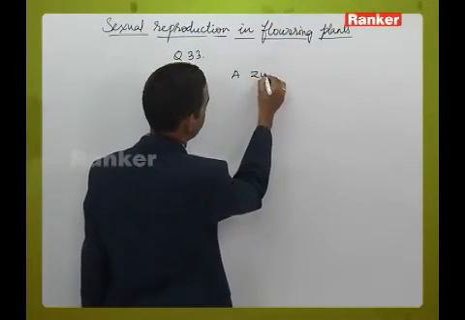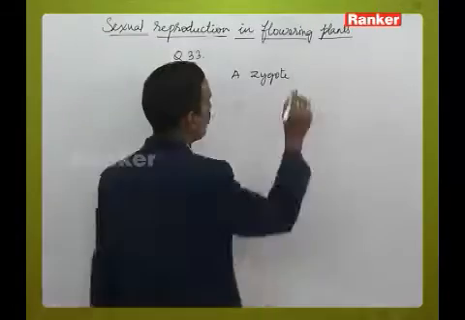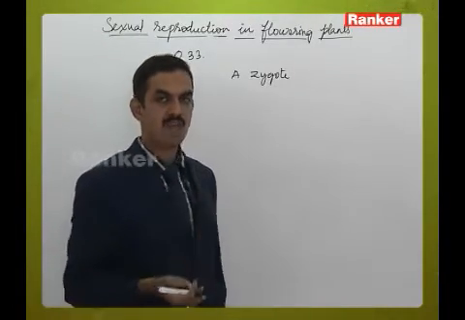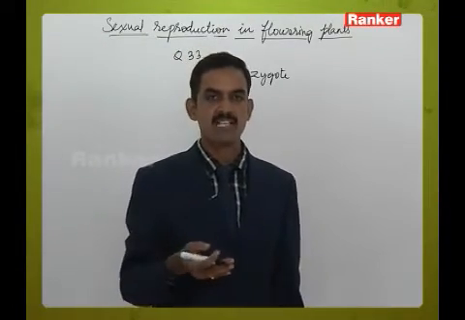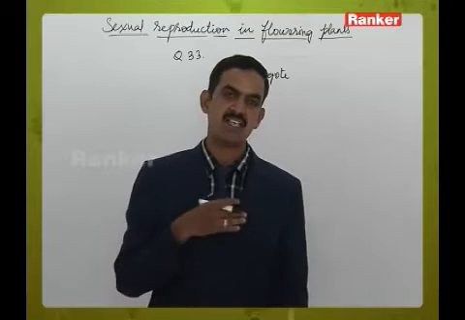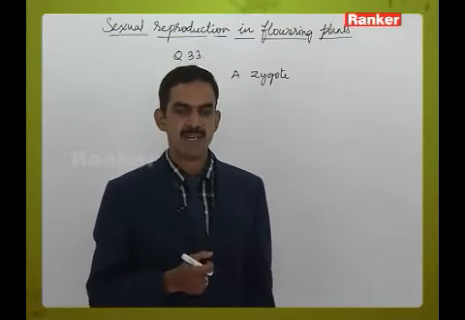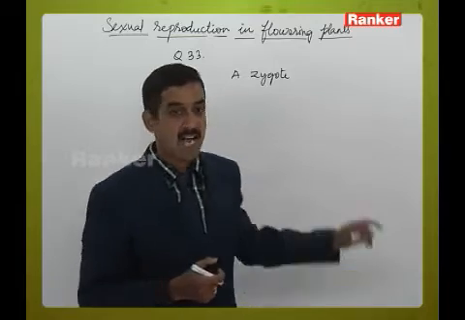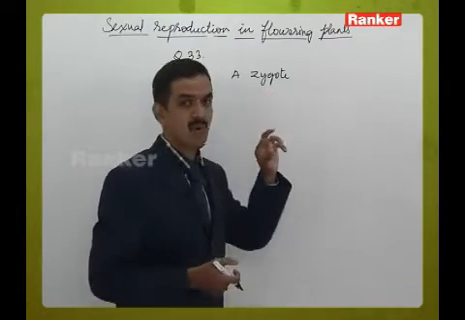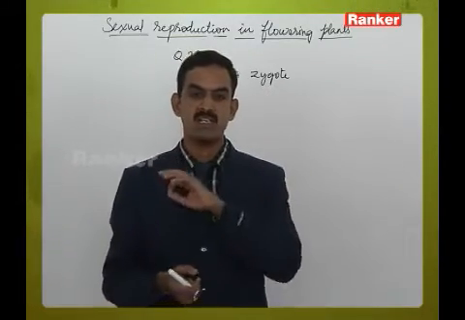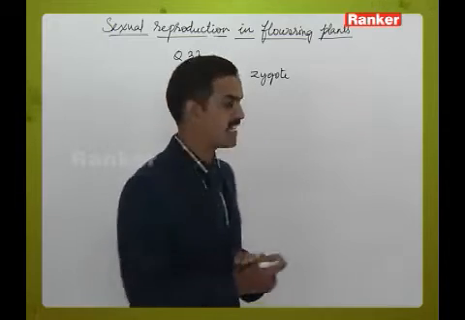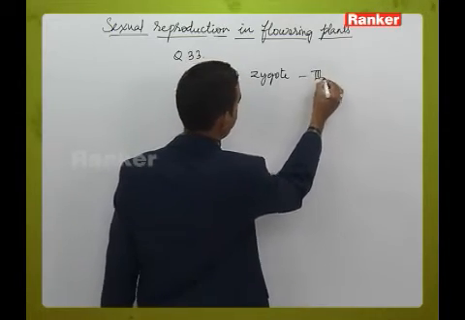That is, A, Zygote. Zygote is the first cell of the sporophytic generation, that is, the first diploid structure in the life cycle, and it is formed as a result of fusion of a male gamete and a female gamete. And this is the one which is formed as a result of syngamy, that is what we call a product of syngamy, that is 3.